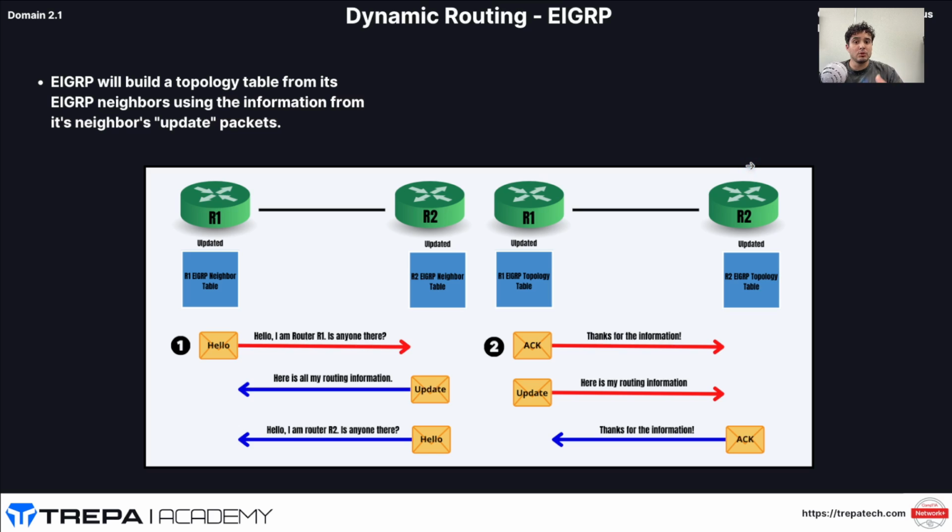Once our neighbor table is formed and maintained, we build our topology table. So EIGRP will build a topology table from its EIGRP neighbors using what's called update packets. We'll send update packets, and in those update packets are going to be the networks that we want to tell our neighbor about.